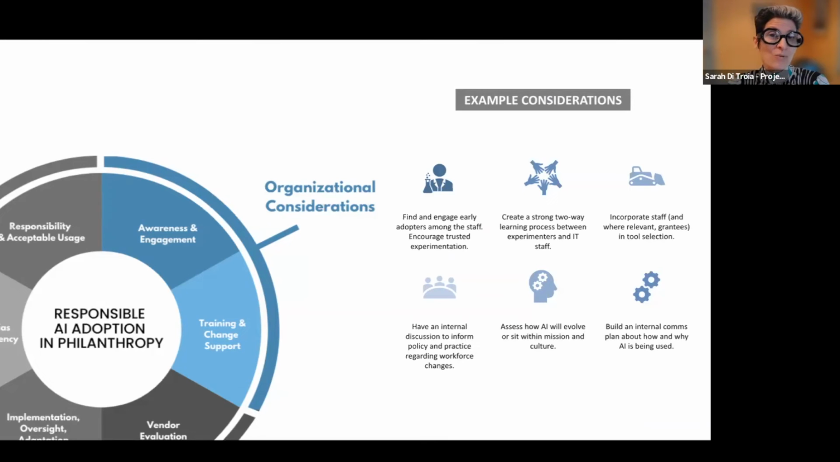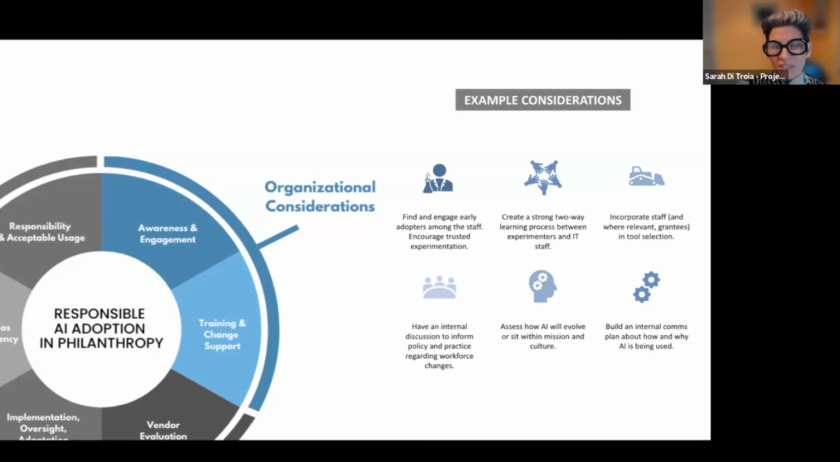But think about who your early adopters are. Do you already have a group of folks who are always on the cutting edge of technology? How do you bring those in to be the champions of experimenting with AI and then talking about AI with their colleagues? Really creating a strong two-way learning process. This is not something that your technology team is going to do off in a dark closet by themselves. They really have to be in strong two-way engagement with the staff.